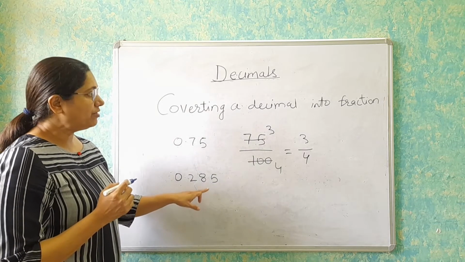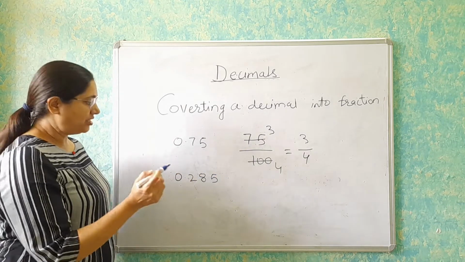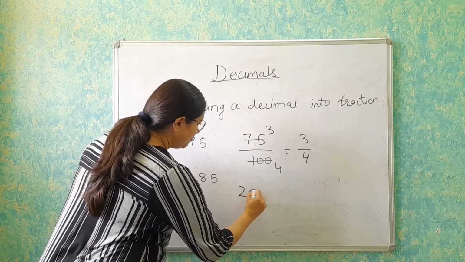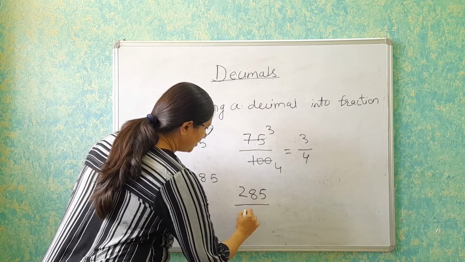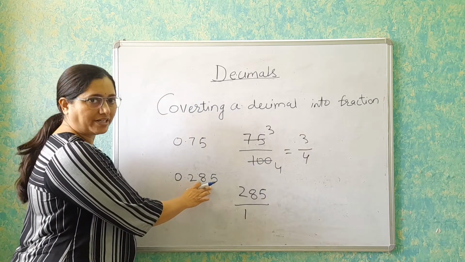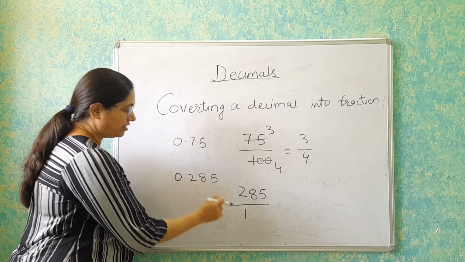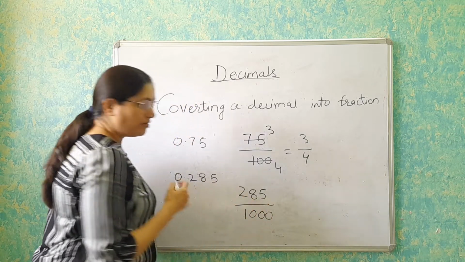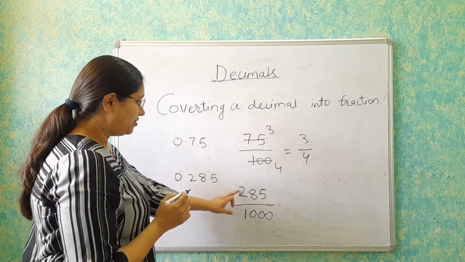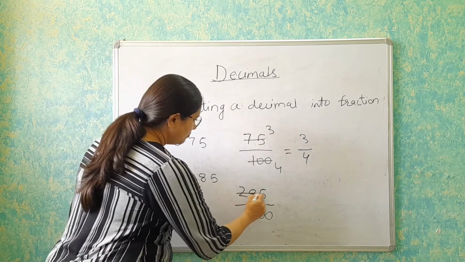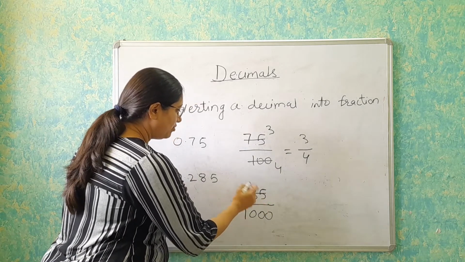0.285, I have to convert this number into a fraction. So again I will write 285 divided by 1. Now again I will count the number of digits in the decimal part: 1, 2 and 3. So I will put 3 zeros. Now I will find if there is any common divisor which can divide these two numbers, and that is 5.